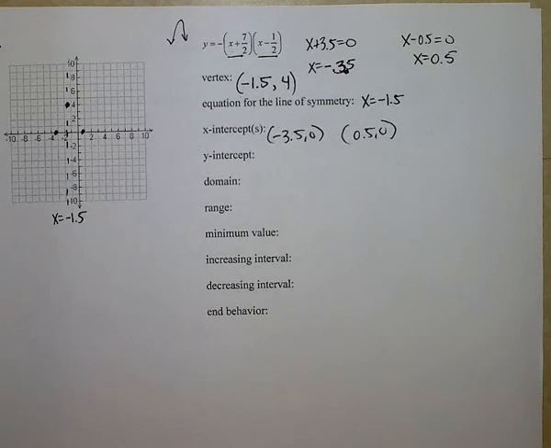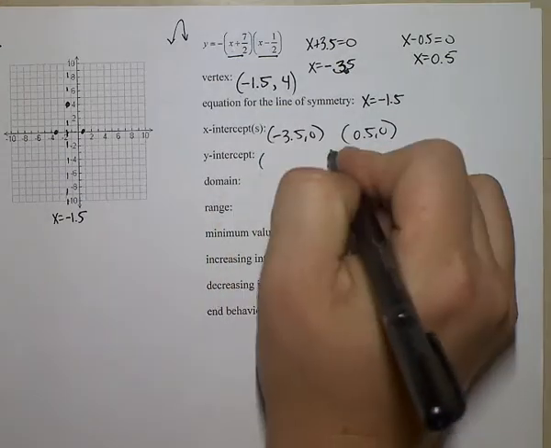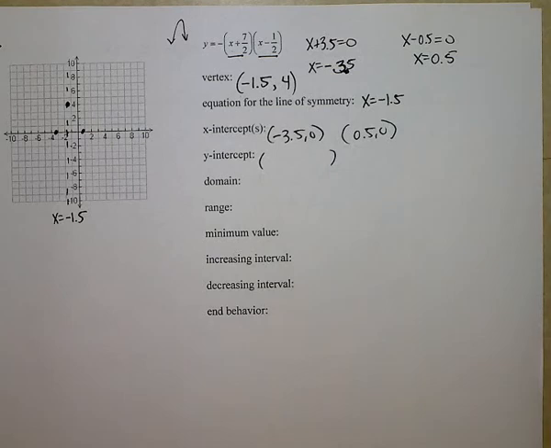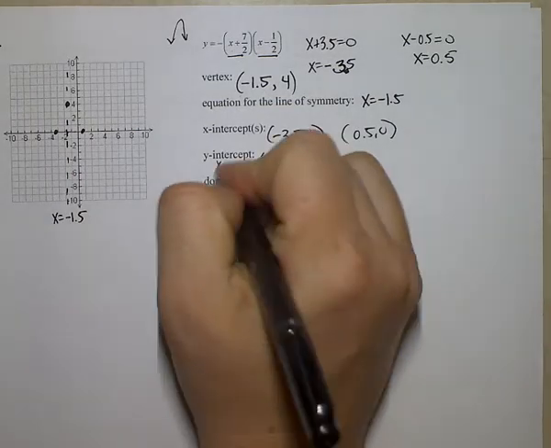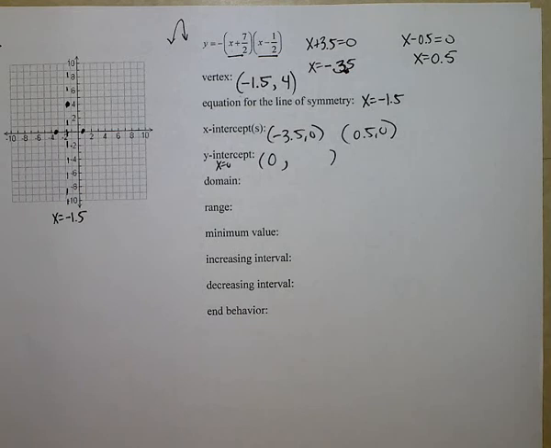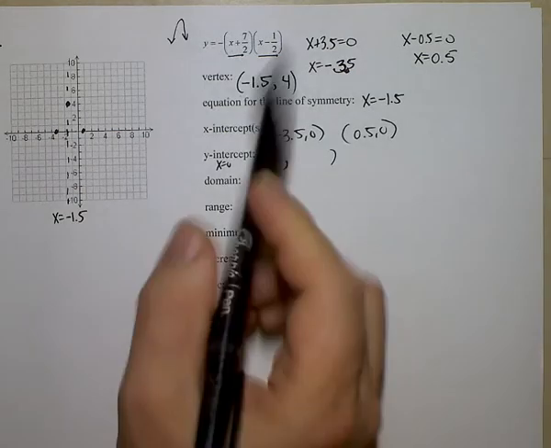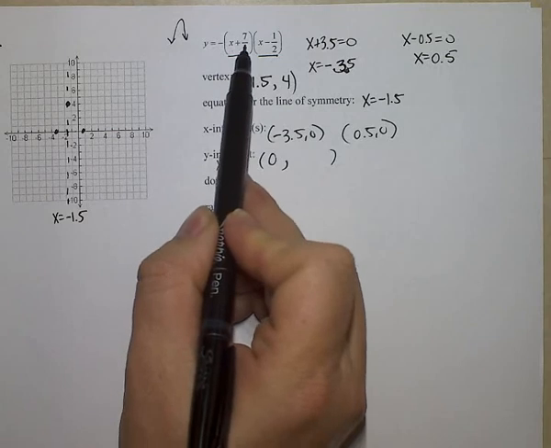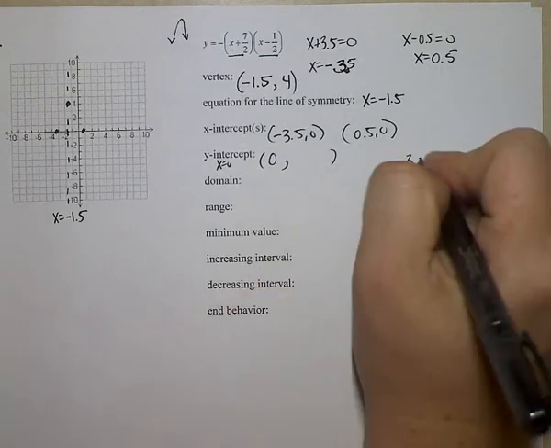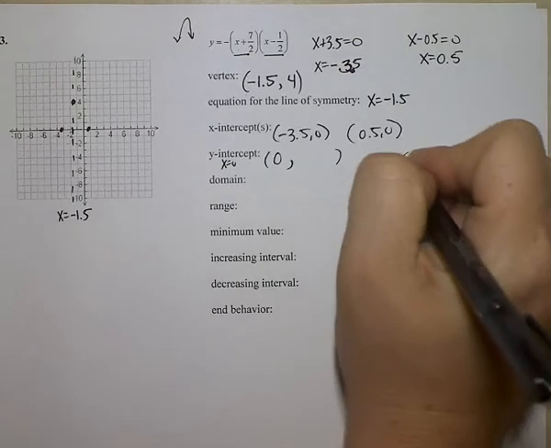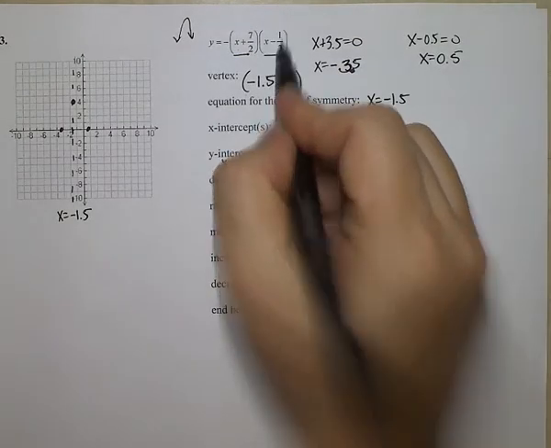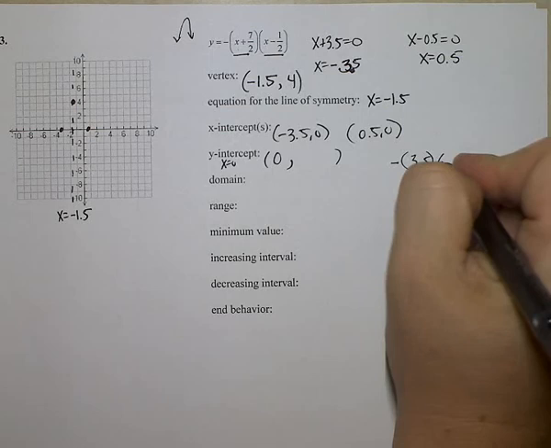Okay, so whenever you find a y-intercept, by the way, every quadratic function has a y-intercept. Remember, every quadratic function, whether it opens up or down, has a y-intercept. And for y-intercepts, x will always be 0, so put a 0 right there. So I'm going to substitute in 0. 0 plus 3.5, okay, that's 3.5. There's a negative sign out front, and 0 minus 0.5 is negative 0.5.